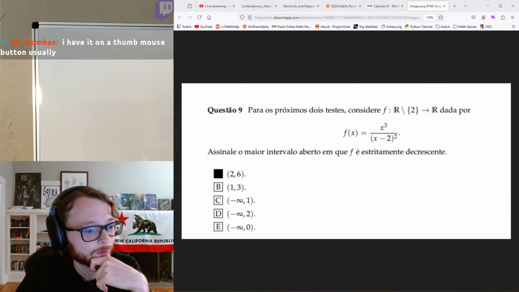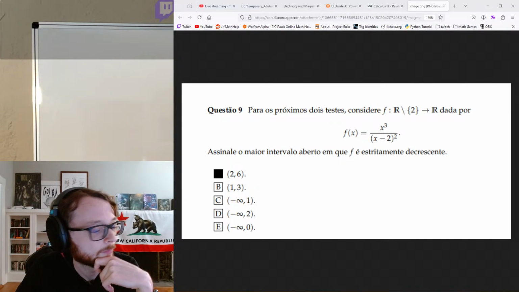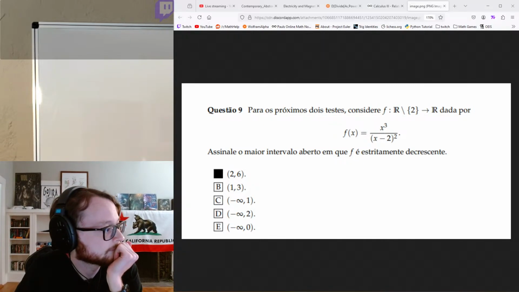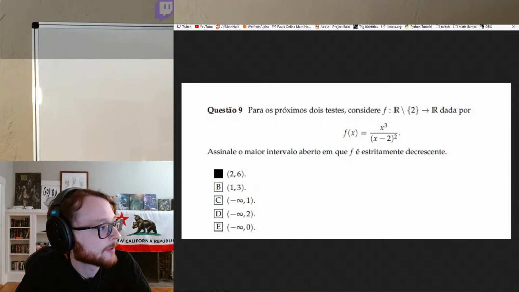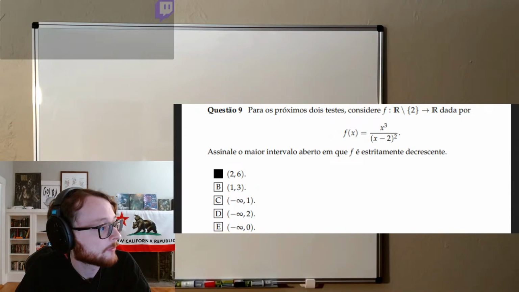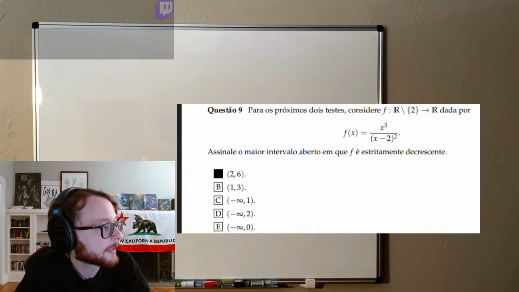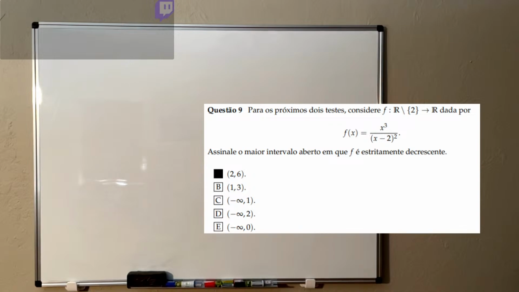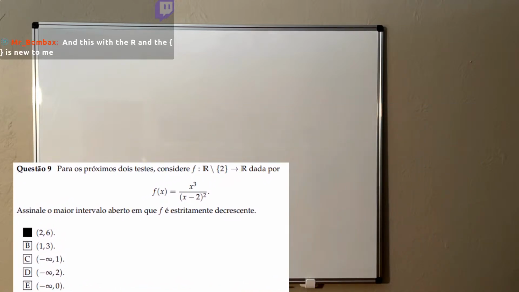This person provided a translation, which is: mark the largest open interval in which f is strictly decreasing. So I quickly did this right before we started up the reading group, and I did get A using Wolfram Alpha. And the answer is A. The person just needs to know why A is the answer. Oh yes, I can explain what that means too.